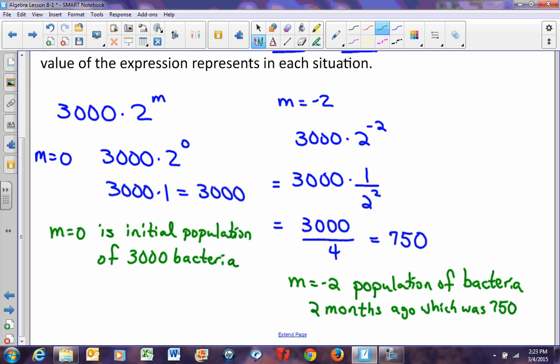Which makes sense because if your bacteria is doubling every month, 2 months ago it should be a lot smaller than it is now. This is the initial population of bacteria, 3,000. My 2 months ago bacteria was 750. This is working with negative exponents and 0 as an exponent.